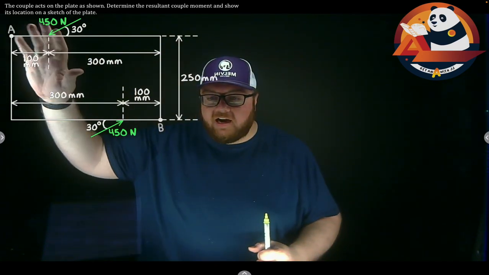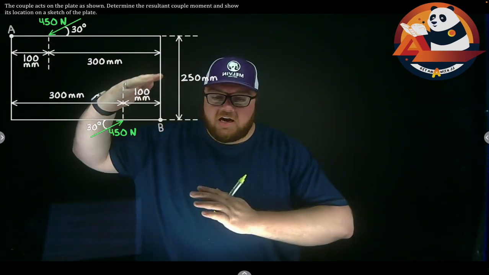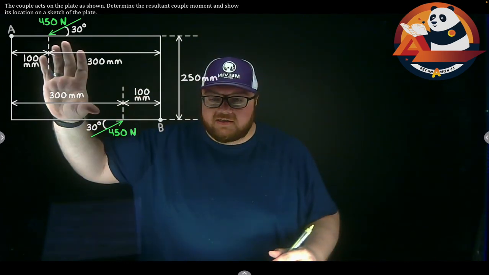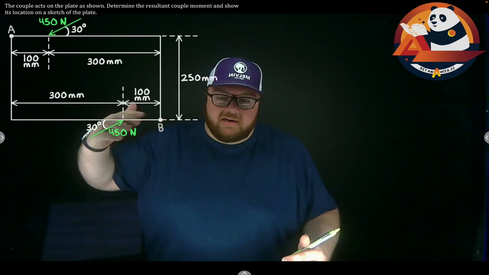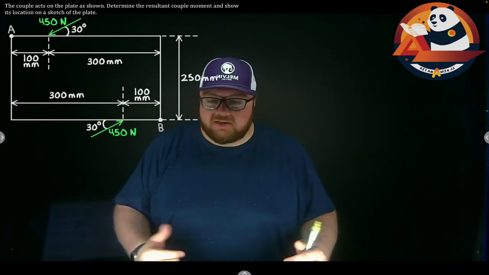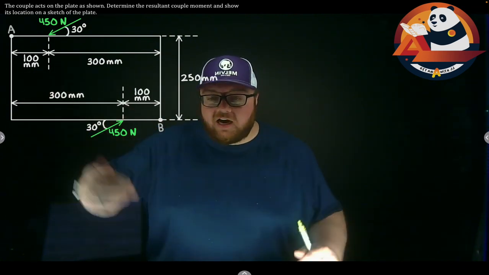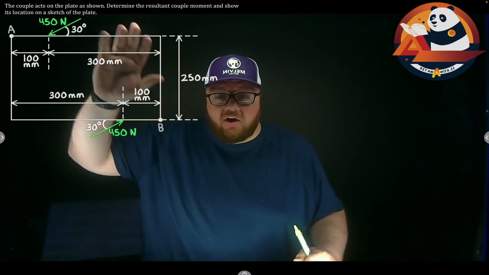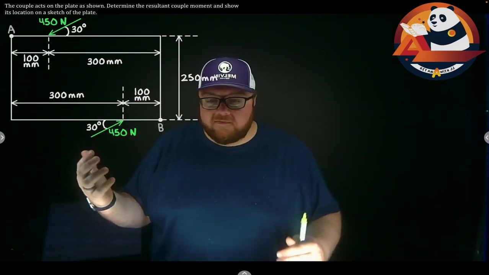Let's tackle an example problem. We have a couple here. Remember, a couple is just a pair of equal and opposite forces. They are parallel to each other, which has to be true for them to be opposite. And they both have 450 Newton forces on here. They are equal and opposite. This is a couple. Let's determine the resultant couple moment that these will cause.